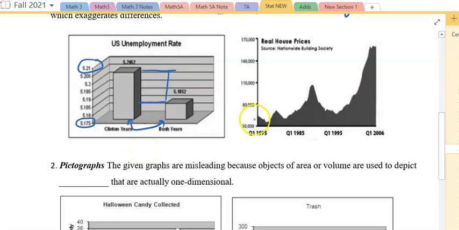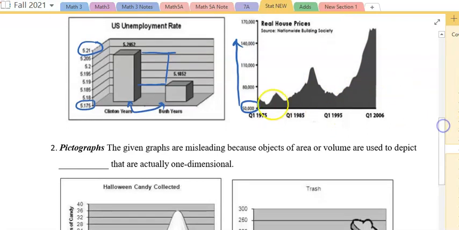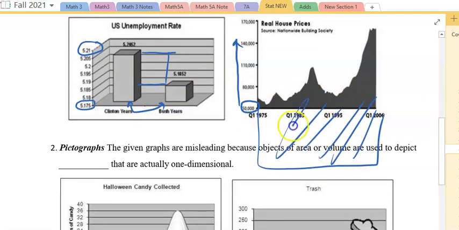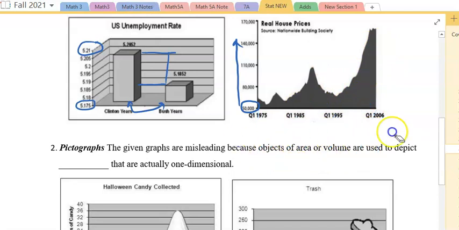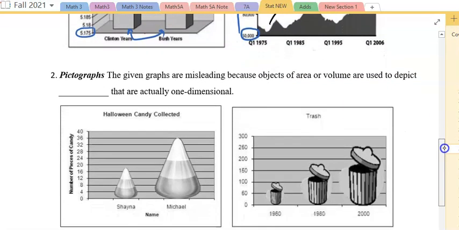And if you look at this chart, you notice they start at 50,000. They don't start at 0 and go up to 170,000. They start at 50,000 to show only the top part that is different. If they were to start at 0, it would still look different, but not as much as it does right now. Now it looks like there's a massive difference between those two. In reality, it's not that big of a difference.